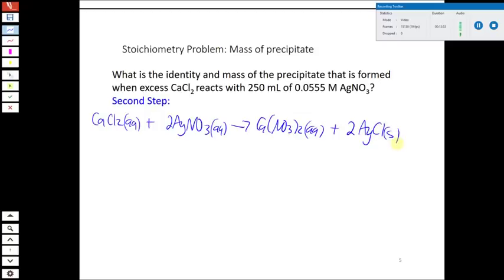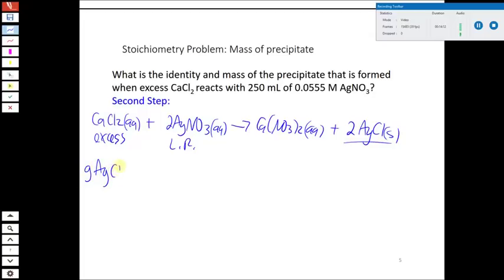All right, and so we're told here that we have excess calcium chloride, so that we don't have to worry about the exact amount of. This is going to be our limiting reagent, silver nitrate, and we're going to calculate then the mass of silver chloride that forms. So we can set this up as a string of conversions like we do for any other stoichiometry problem.